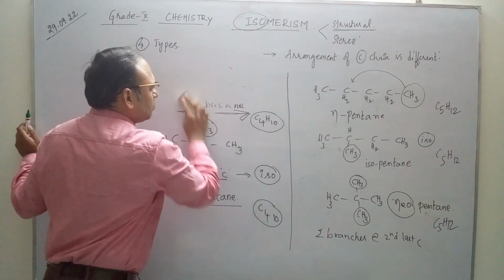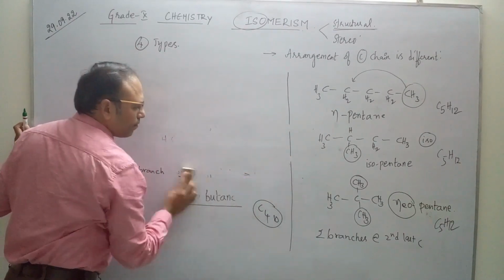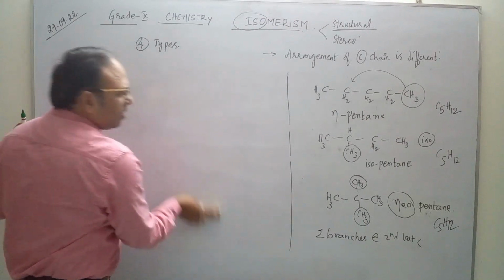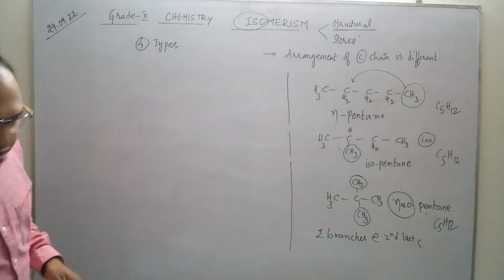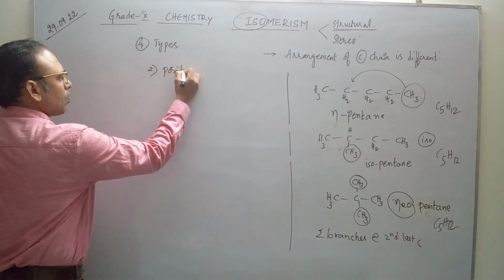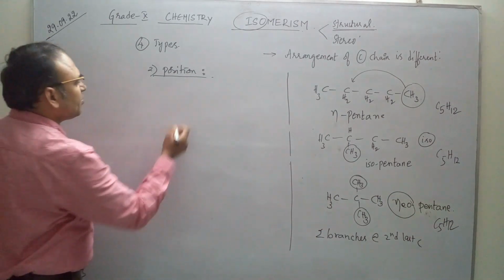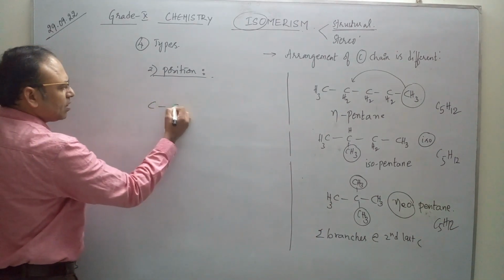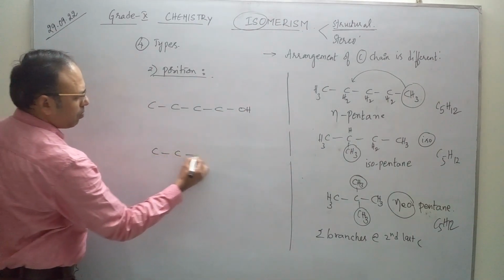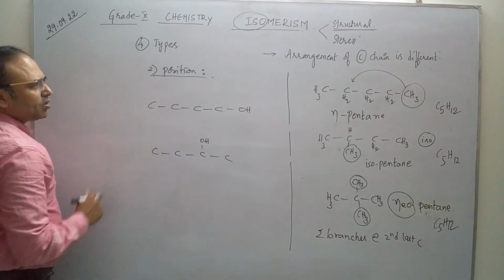Now let us take the second one, position. So what is the difference between chain and position? Here the position of the functional group is different. Let us take any functional group. Alcohol, you take. Now the difference between these two compounds.